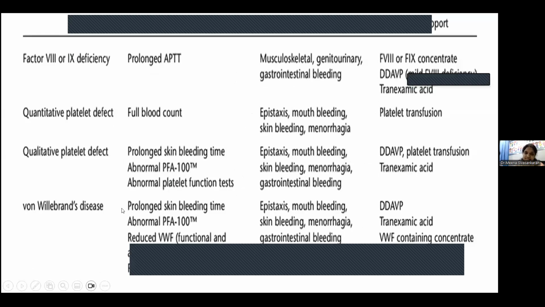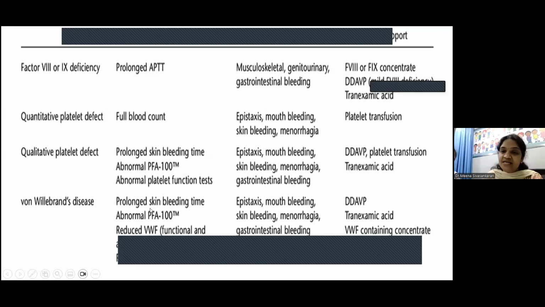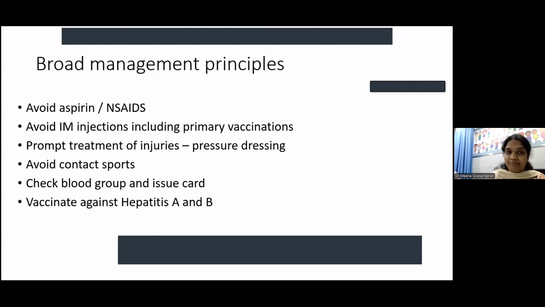In von Willebrand disease, they can present with both deep bleeds and skin and mucosal bleeds. Here, similar to factor 8 concentrate, there are factor products which have von Willebrand factor as well as factor 8 available. We need to consider factor replacement therapy. So when we come across a child with bleeding, what is the broad management, and what should we advise those kids and parents? We always need to avoid drugs which are going to increase the bleeding, like NSAIDs, aspirin, ibuprofen, and avoid unnecessary intramuscular injections.